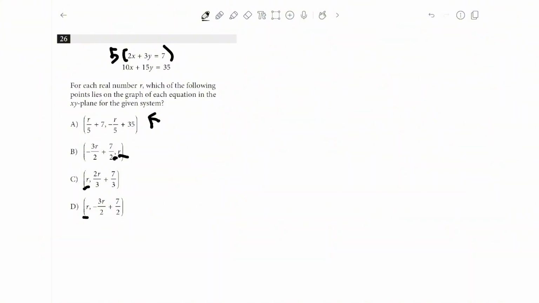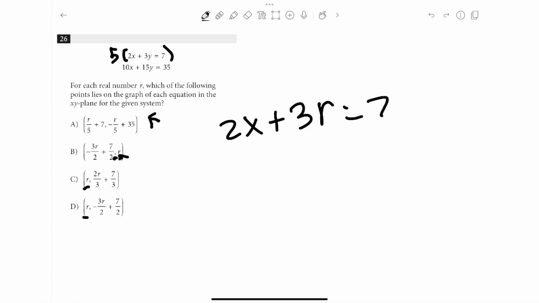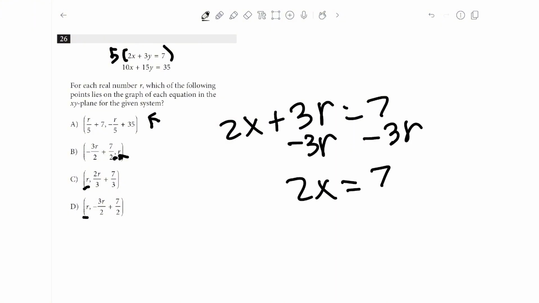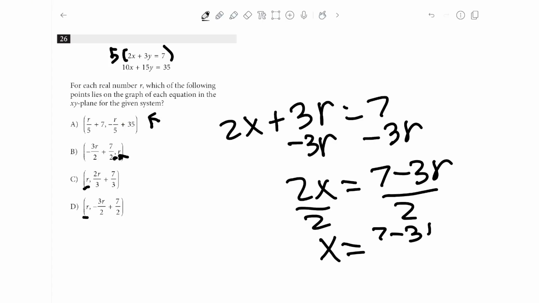So starting with answer choice B, let's plug in r for y because it's in the place of y and see what we get for x. 2x plus 3, and instead of y, we're plugging in r equals 7. All right, so if we subtract 3r from both sides because we are solving for x, we should get that 2x equals 7 minus 3r. Then we divide both sides by 2 to solve for x. We get that x equals (7 minus 3r) divided by 2.